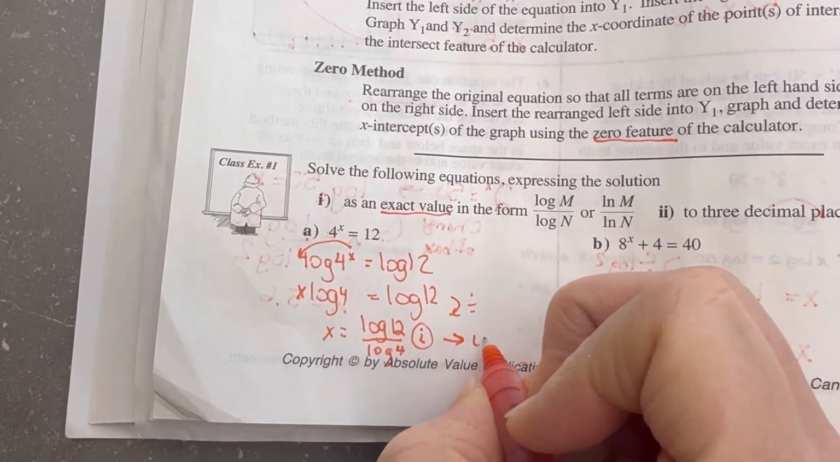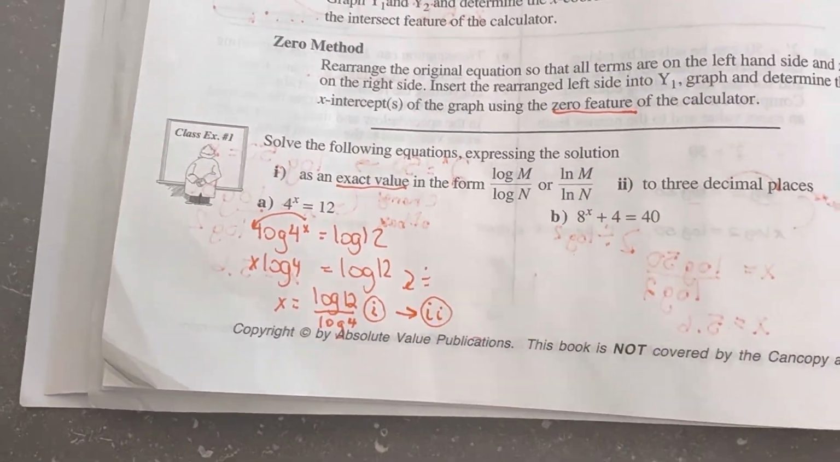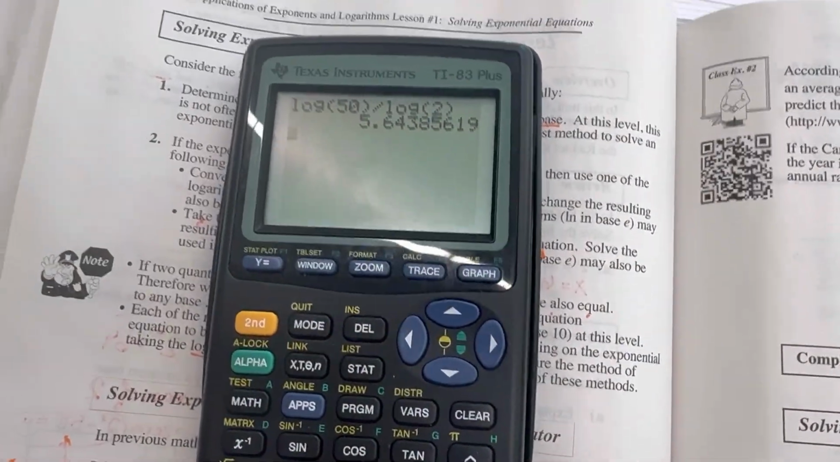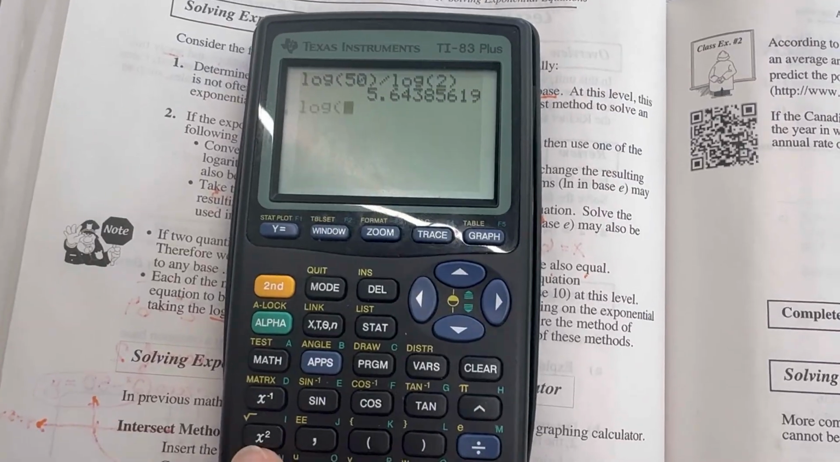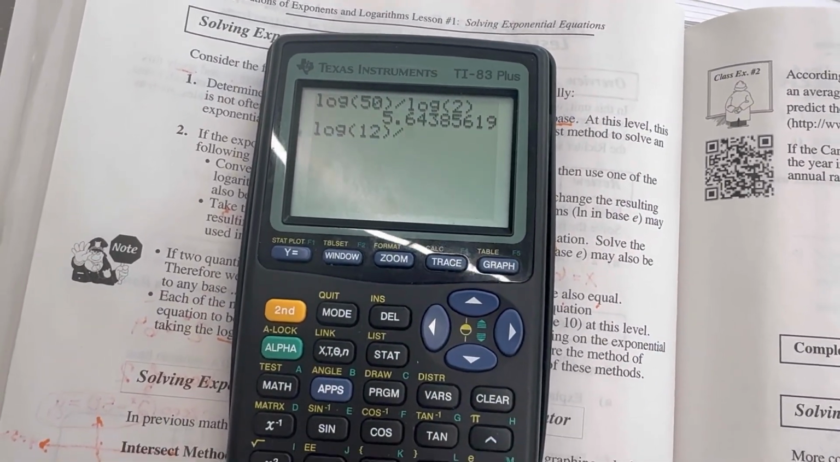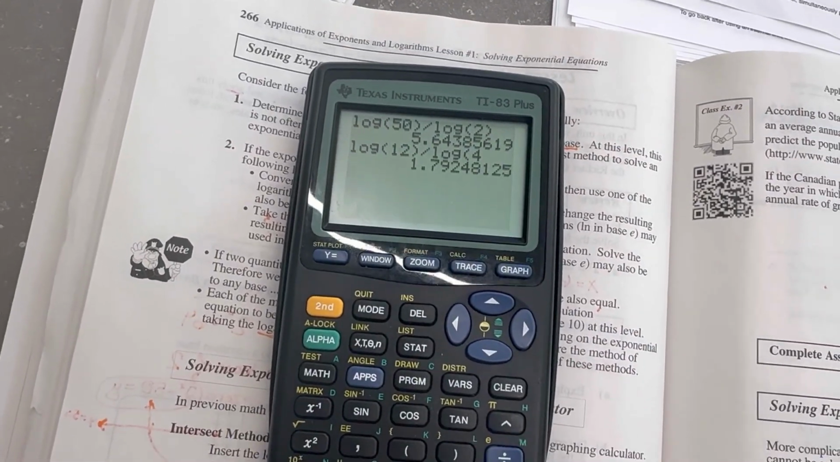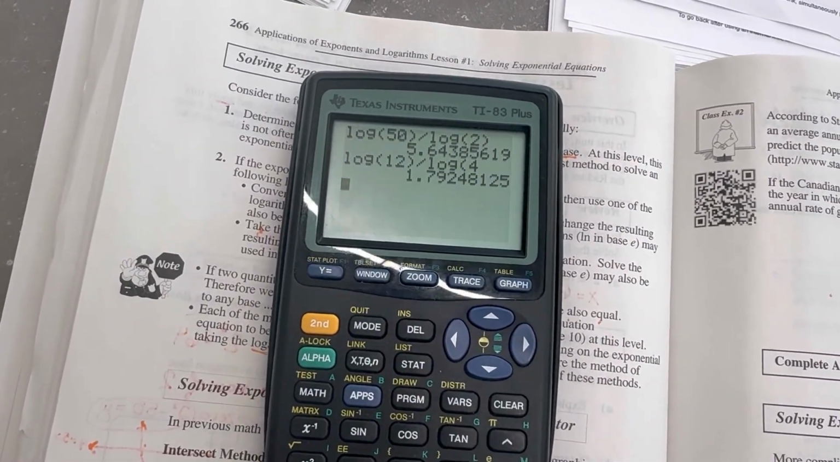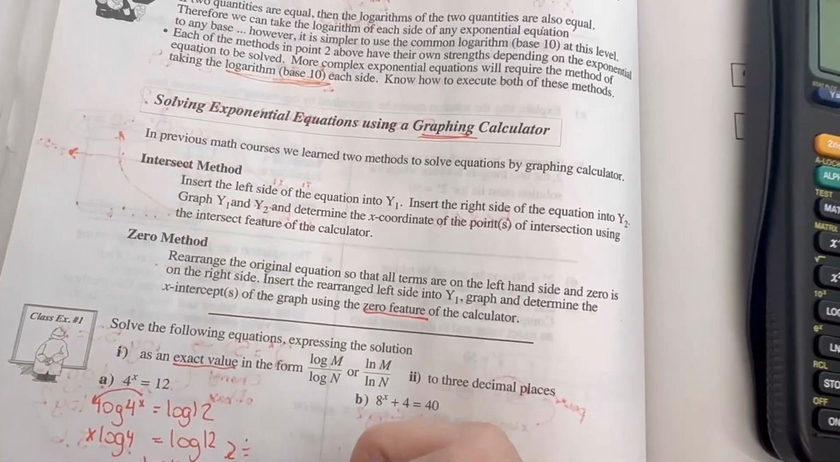And then in order to get my 3 decimal places, I just literally have to put it into the calculator. So log of 12 divided by log of 4 is 1.792 to 3 decimal places.